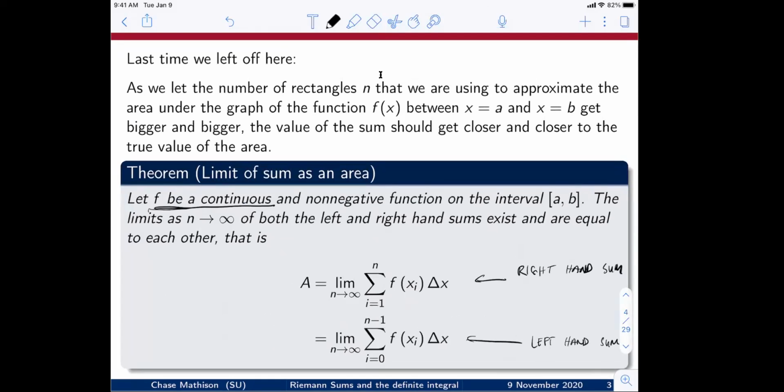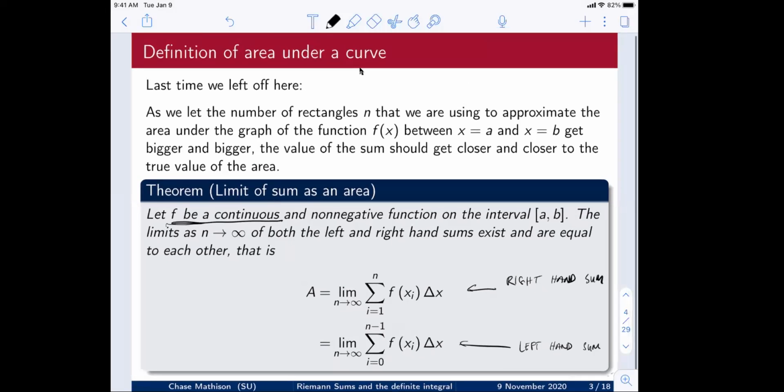Question in the chat. Ah, yes. Any questions on this? I sort of just showed, again, it wasn't technically proved, but hopefully it was convincing. Are you guys convinced that the sum of those areas of rectangles is going to give us the area under the curve when we take a limit? Is everybody convinced? It's proof enough for me then.